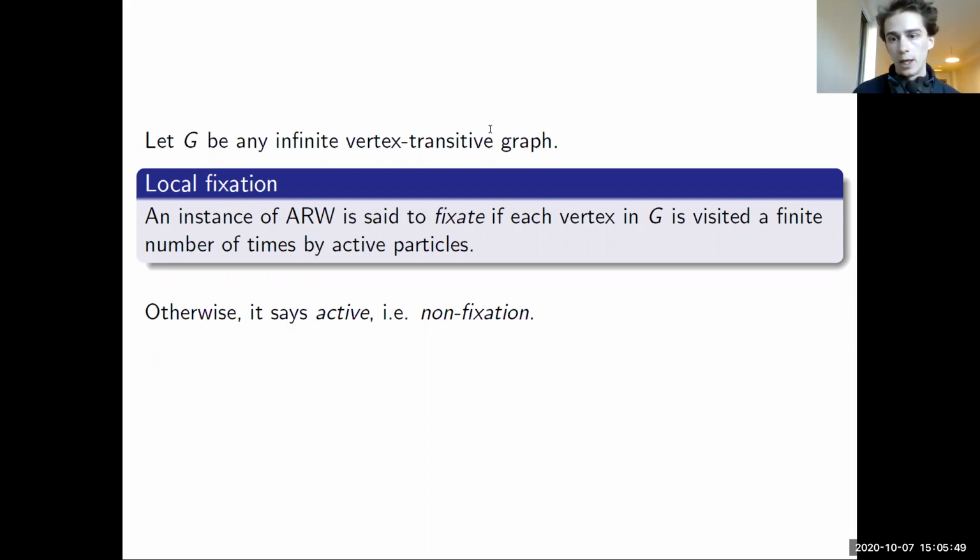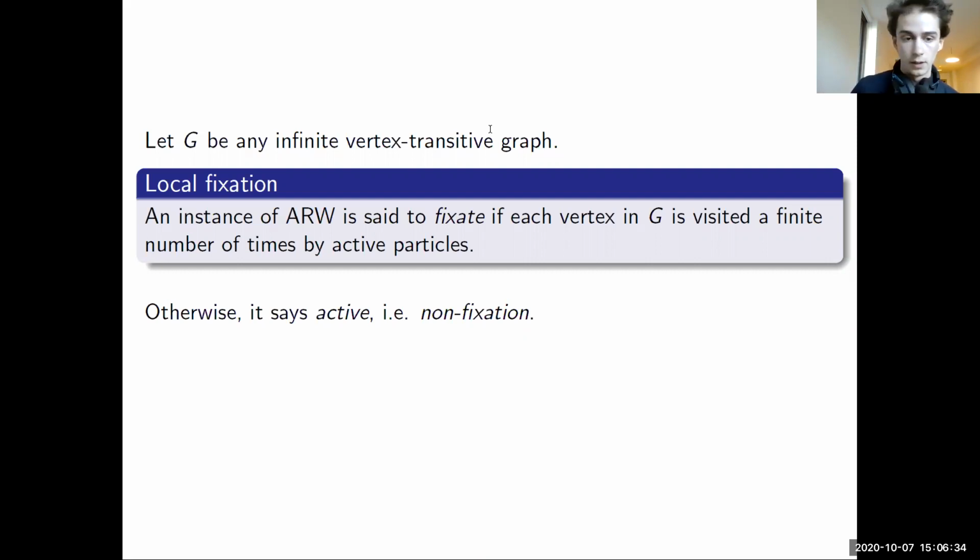So the behavior that I'm interested in is called local fixation. I say that an instance of this process fixates locally if every vertex is only visited finitely many times by active particles. I can't hope that there's some time where everything is asleep. That's not going to happen, because there will be particles that have arbitrarily long lifetimes. But I can ask for the condition that over time there's some growing region of sites that are never visited after some time. I call that local fixation.